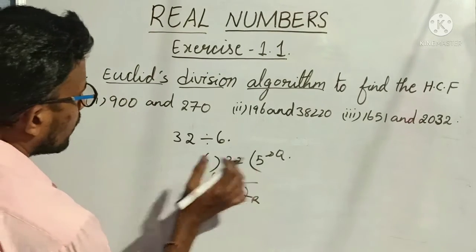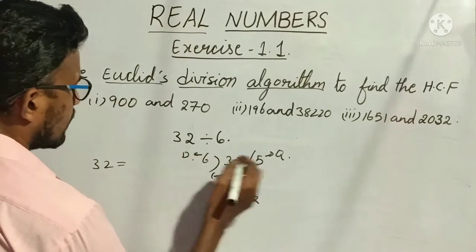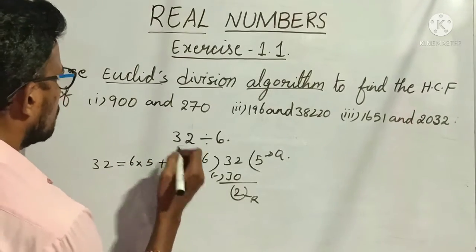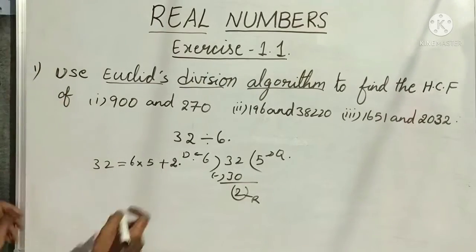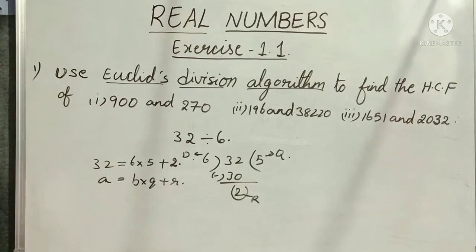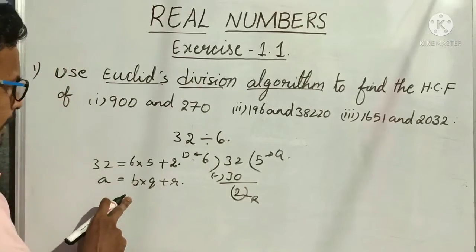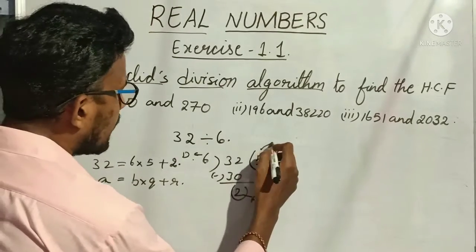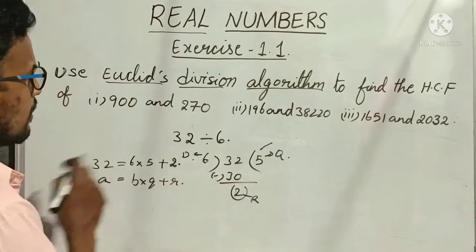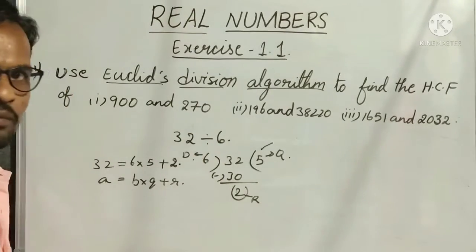So to get 32, I can write 32 is equal to divisor 6 into quotient 5 plus remainder 2. This is in the form A is equal to B into Q plus R. Whatever number I am dividing by becomes my divisor B, the quotient I get, 5, becomes Q, and the remainder 2 becomes R. So this is Euclid's division algorithm.